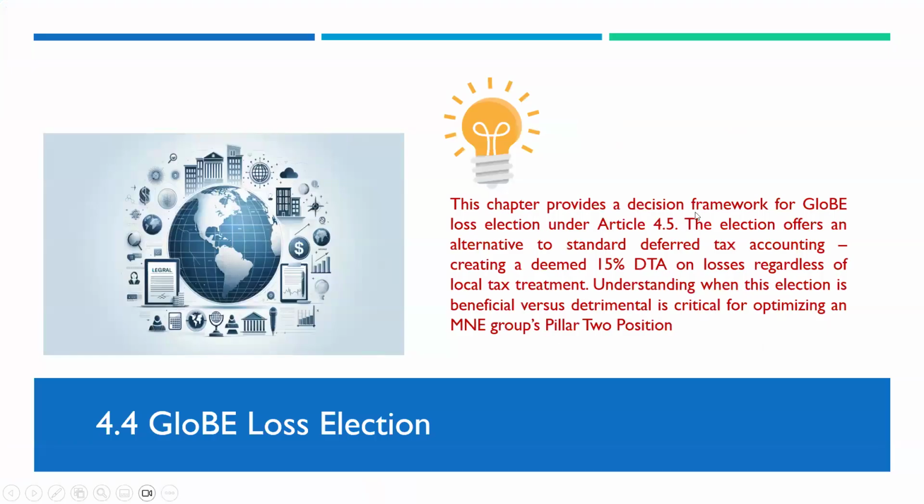So this chapter provides a decision framework for GloBE loss election under Article 4.5. 4.4 is deferred tax adjustments. 4.5 is GloBE loss election. The election offers an alternative to the standard deferred tax accounting, creating a 15% DTA on losses regardless of local treatment. Understanding whether this election is beneficial versus detrimental is critical for optimizing an MNE group's Pillar 2 position. Okay, so let's understand what is the simplified adjustment. Are you with me? Is that background clear?